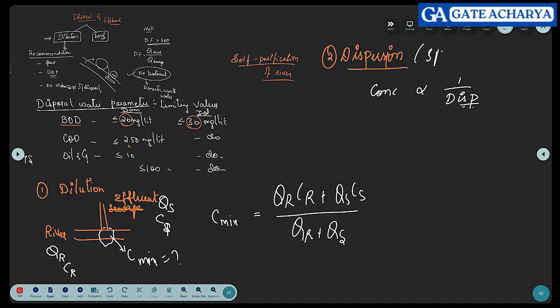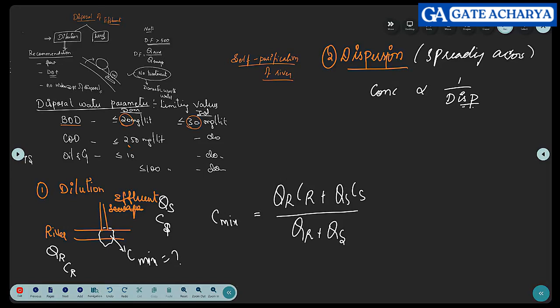Nothing but spreading across. How fast does it spread? If it is a high concentration, it spreads slowly. If it is low concentration, it spreads fast. It spreads at a higher speed.